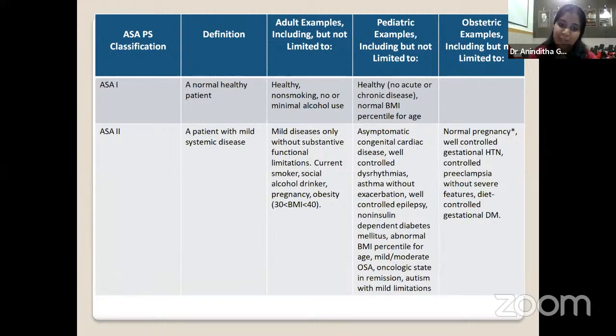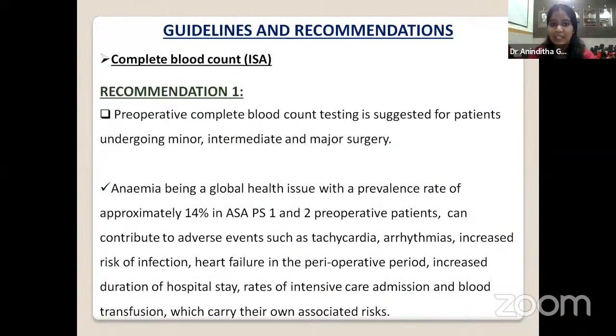Adult examples: mild diseases without functional limitations, current smoker, social drinker, pregnancy, obesity of BMI more than 30 but less than 40. Pediatric examples: asymptomatic congenital cardiac diseases, well-controlled dysrhythmias, asthma without exacerbation, well-controlled epilepsy, non-insulin dependent diabetes, abnormal BMI for the age, mild to moderate OSA, oncological state in remission, and autism with mild limitations. As we all know, normal pregnancy, well-controlled gestational hypertension, preeclampsia without severe features, and diet-controlled gestational diabetes mellitus also come under ASA 2. So what are the guidelines and recommendations?